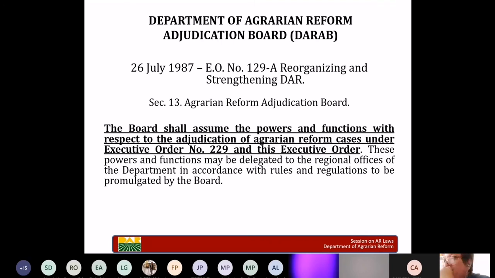So very clear that the quasi-judicial function of DAR under EO 229 in resolving agrarian reform matters, those powers pertain to the DARAB, the Department of Agrarian Reform Adjudication Board.